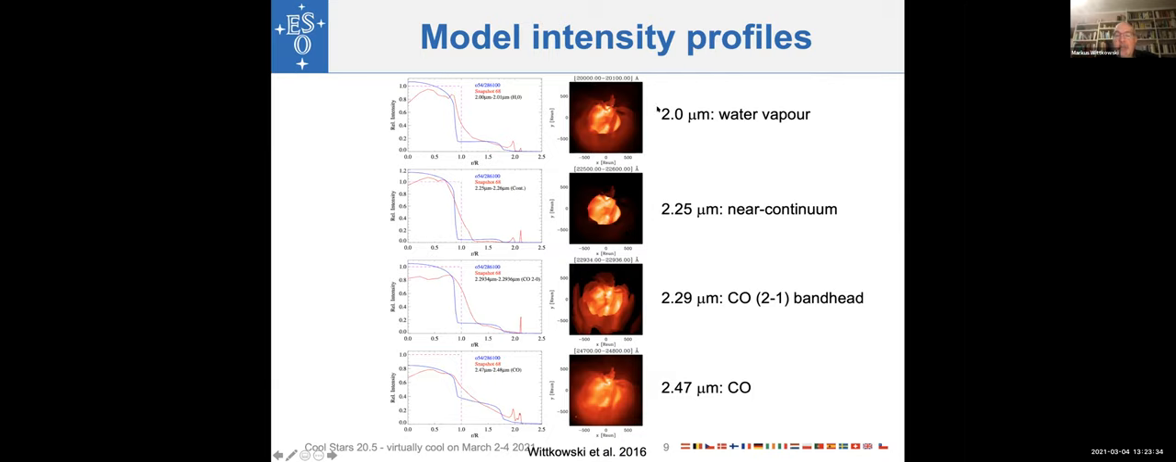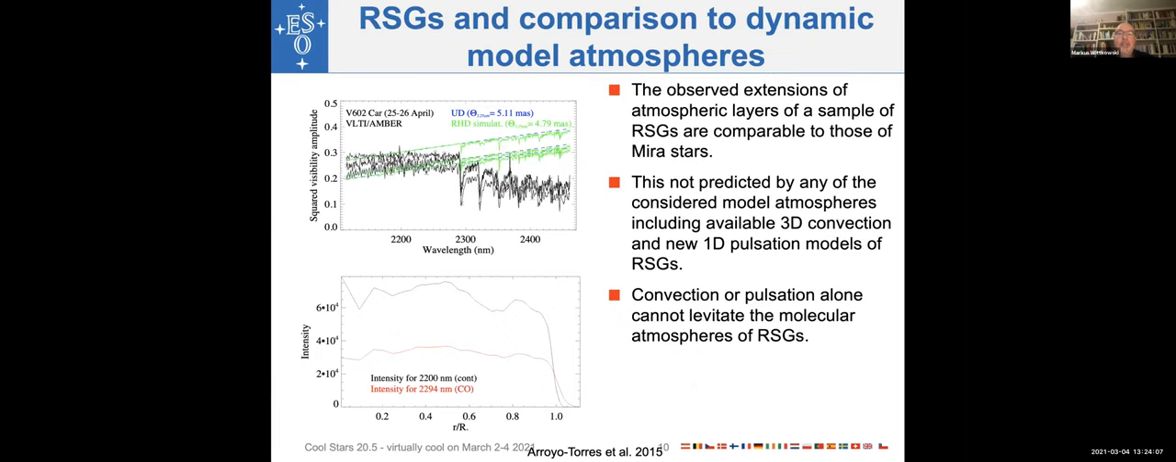But if you go to smaller or to larger wavelengths, you go into the water vapor bands and into the CO bands, and you see these extended molecular layers, which are like twice the radius of the star. So they are really very extended, and they show up naturally for the AGB stars in the models. At this time, I thought, since observationally red supergiants and AGB stars look very similar, the models will also do something similar, but this was wrong.